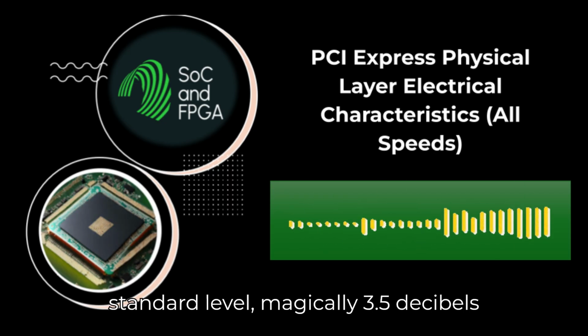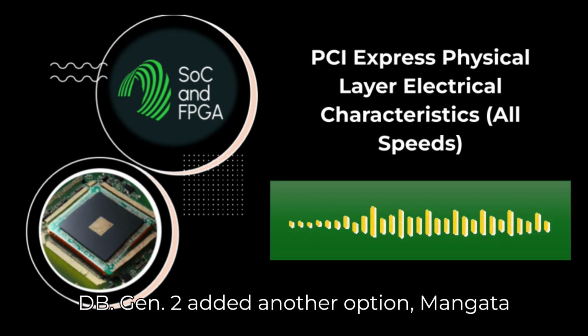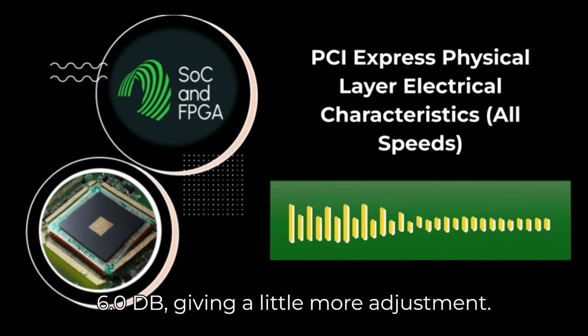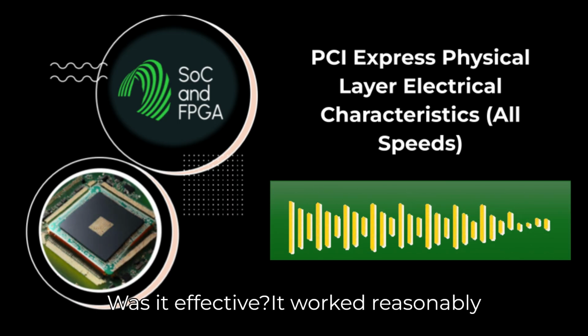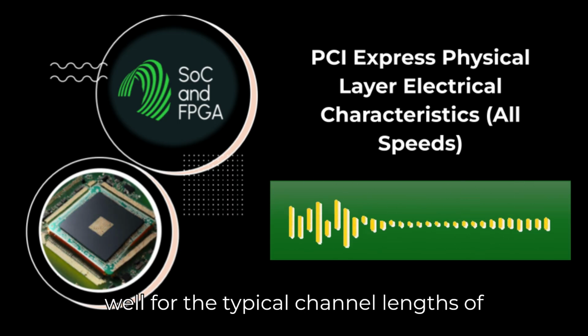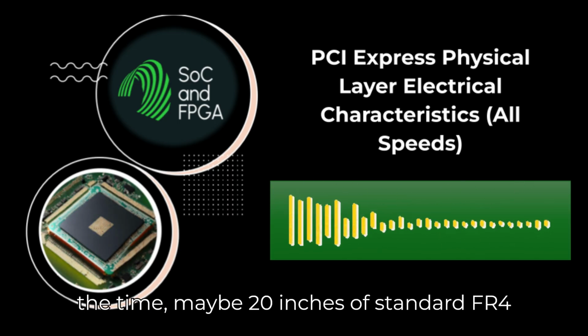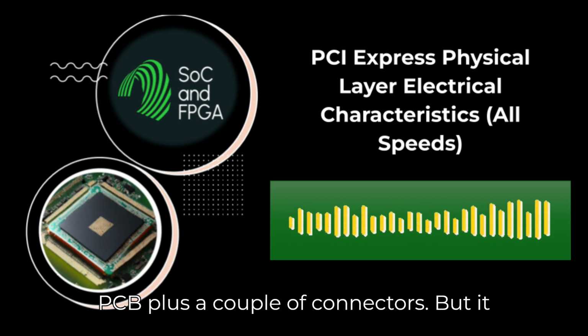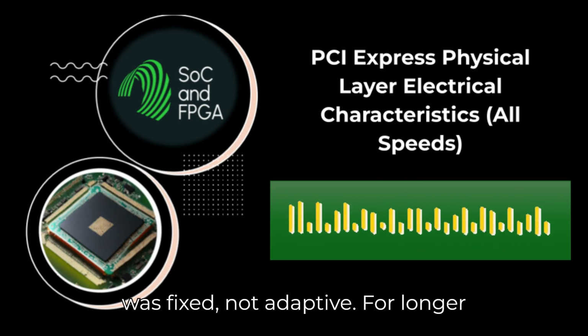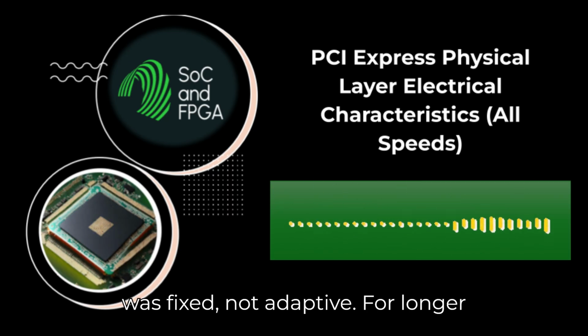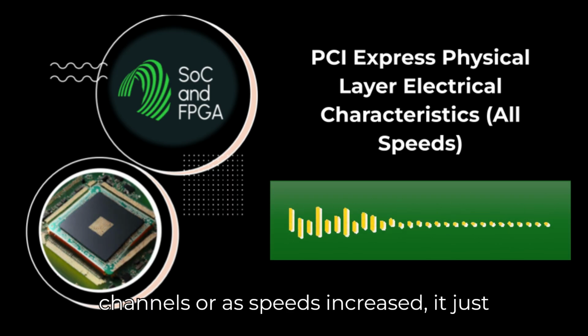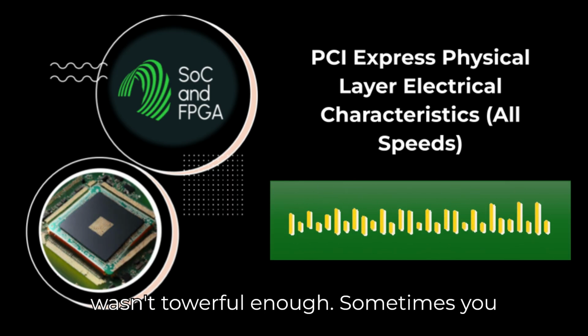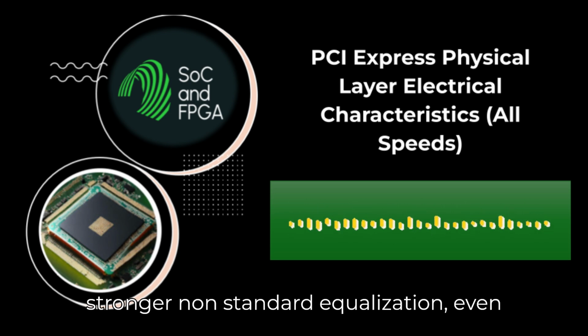For Gen 1, there was a standard level, 3.5 decibels, dB. Gen 2 added another option, a 6.0 dB, giving a little more adjustment. Was it effective? It worked reasonably well for the typical channel lengths of the time, maybe 20 inches of standard FR4 PCB plus a couple of connectors, but it was fixed, not adaptive. For longer channels or as speeds increased, it just wasn't powerful enough.